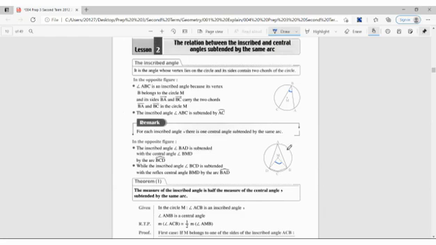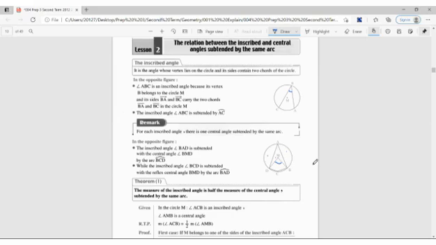If we have a point here, it's not a central angle. Here, it's not a central angle. Here, it's not a central angle. Only in the center, in the point of the center, this is called a central angle.